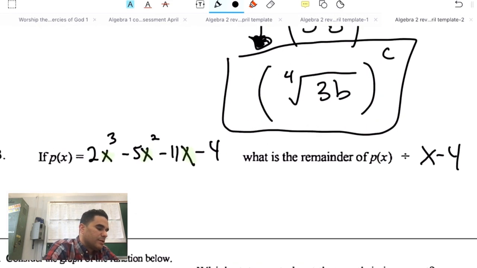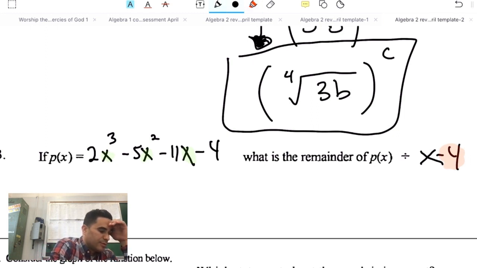To find out the remainder, look at the remainder theorem. The remainder theorem says that if the polynomial is being divided by x minus 4, then we take the opposite sign of the negative 4. If we look at this right here, that's negative 4, but we do the opposite.